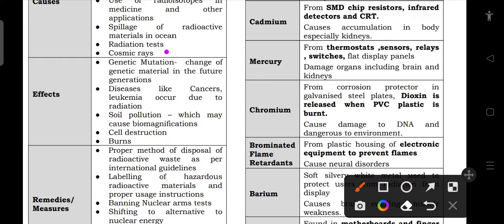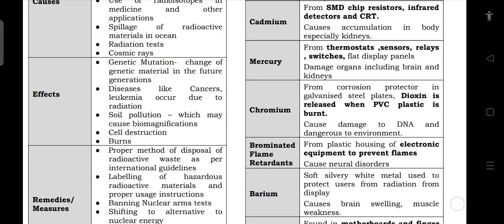Now, what are the effects? Genetic mutation is one of the effects. And then diseases like cancer will happen. Then cell destruction and burns. These are the effects.